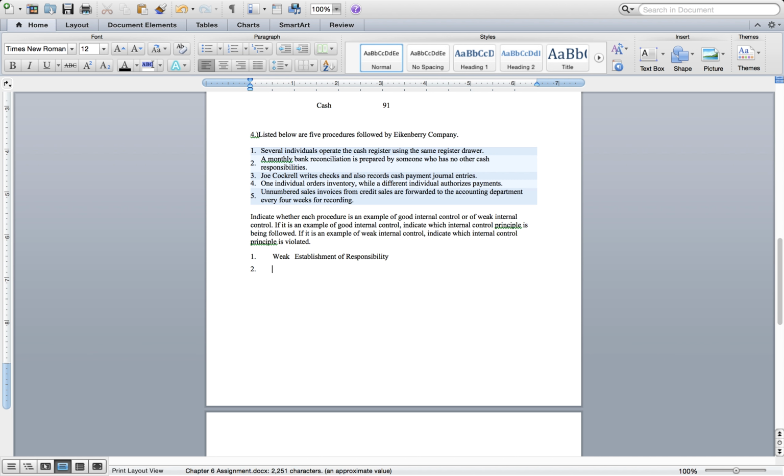So now number 2 says, a monthly bank reconciliation is prepared by someone who has no other cash responsibilities. That's going to be a good internal control. And for here, the internal control principle being followed is independent internal verification.